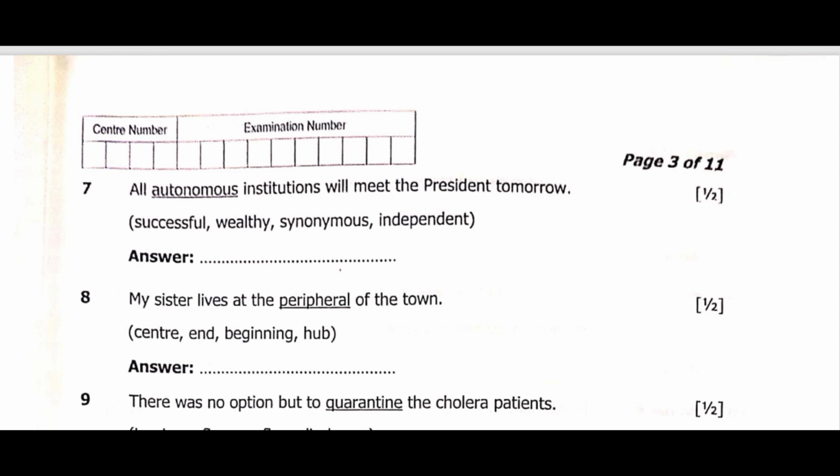Then question 7 here. So all autonomous institutions will meet the president tomorrow. So an autonomous institution is an institution that works independently, an institution that doesn't work based on the rules and regulations. So here the answer is independent. Then question 8. My sister lives at the periphery of the town. So the periphery is something at the end or not on the center. So the opposite of the center is peripheral. So the answer here is at the end of the town, or the part that is not considered to be very important.